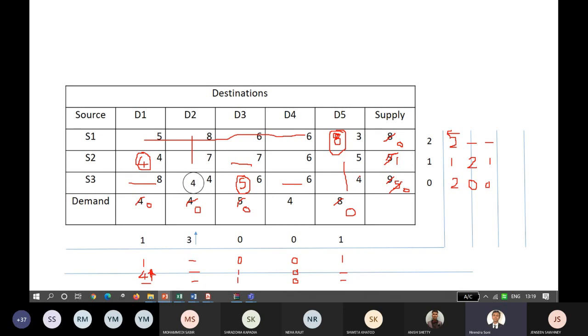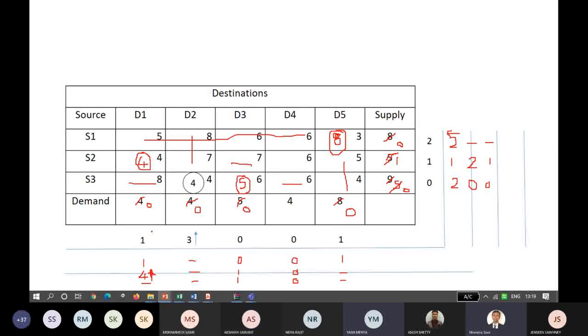And how much is required there? 1. So here 1, here 4. Something is wrong, meaning did we miss something somewhere? Yes, sir, somewhere we missed something. Supply and demand are not matching, sir. Demand and supply do not match. Yes, sir.